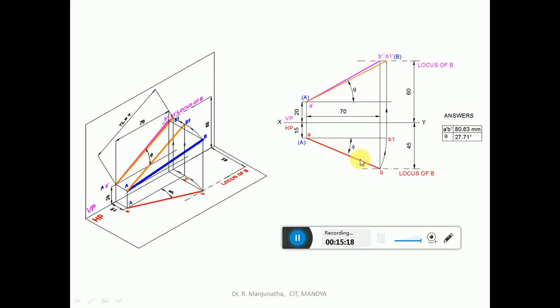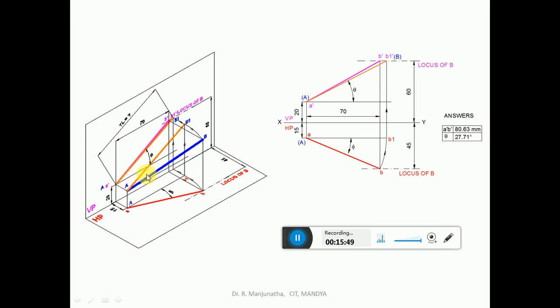When you make the line parallel to VP in the top view, you are going to get AB1, the line which is parallel to VP, and when this is projected, you are going to get A dash B1 dash, which is going to be the true length, and the inclination with respect to HP will be theta. So we can find out A dash B dash and theta here in the first case. That is what we have shown here. We made the top view line AB parallel to VP.